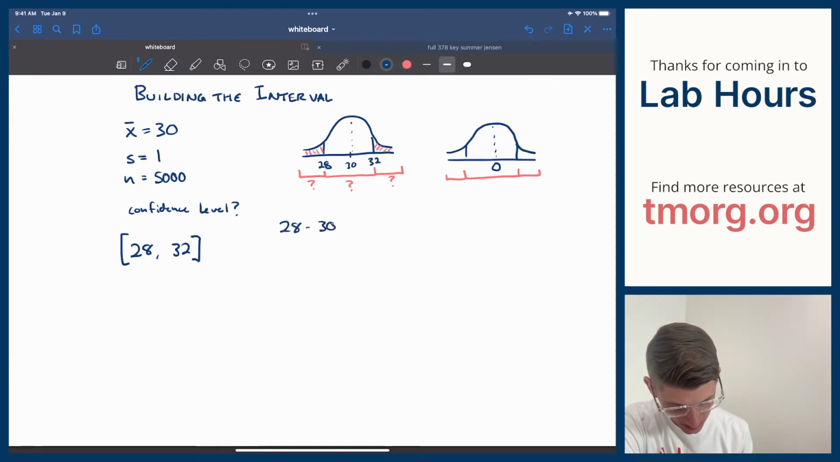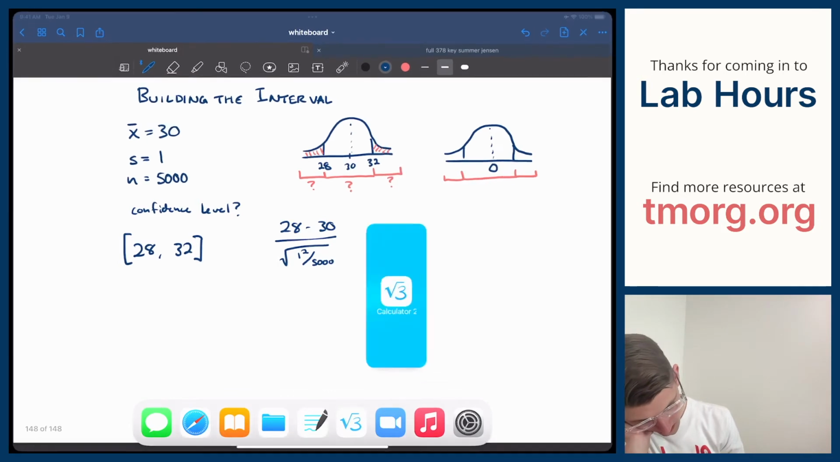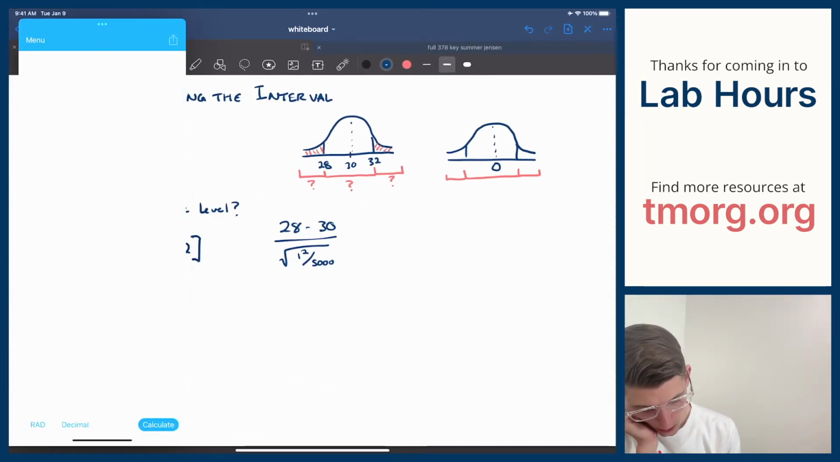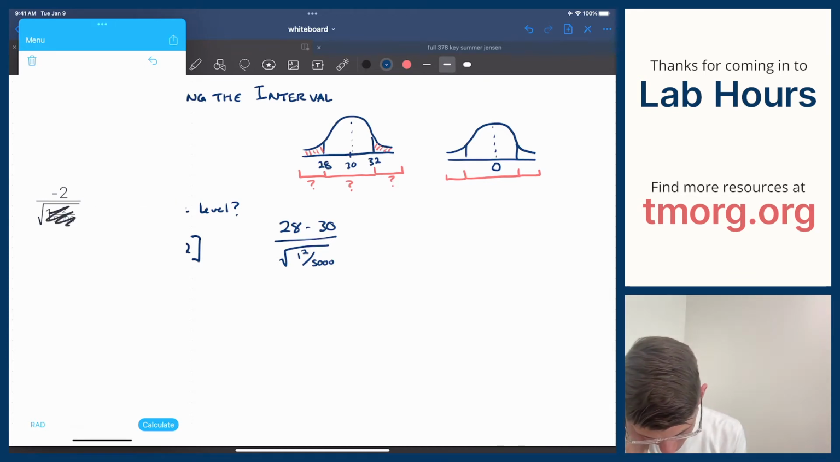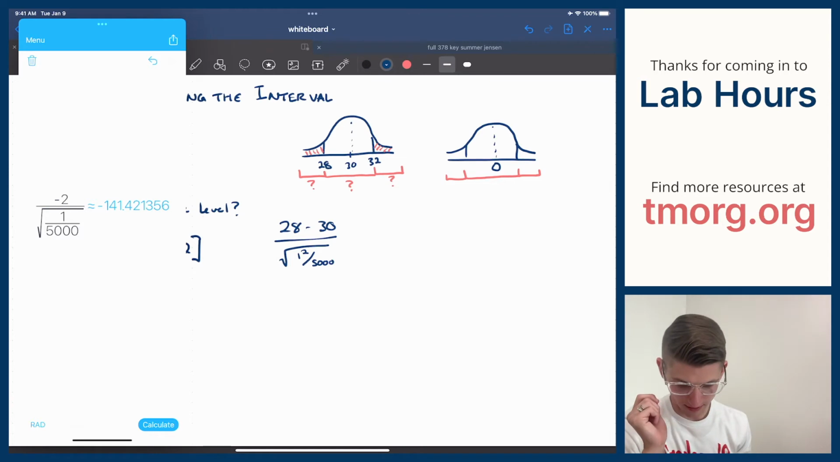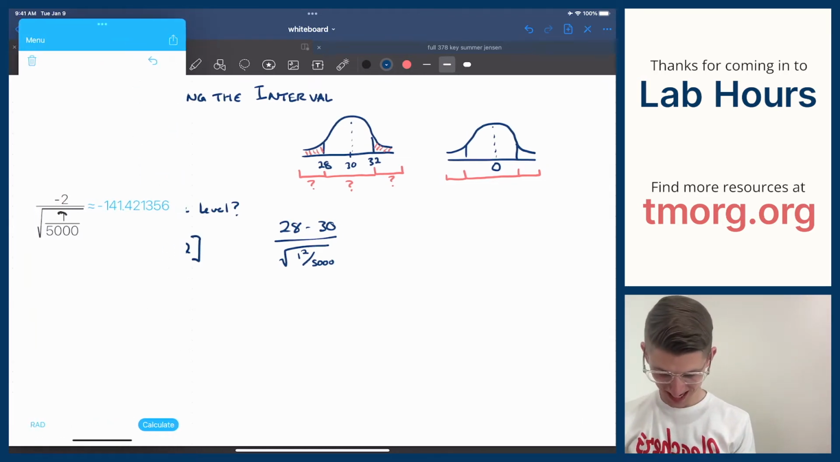28 minus 30 over the square root of 1 squared over 5,000. Okay? I'm going to pull out my calculator. There's no reason to do this by hand. 28 minus 30 is negative 2 over the square root of 1 squared over 5,000. Let's calculate that. And that's not right. It should be 1 over 5,000. Calculate. Wow, that is different. Holy moly. Maybe we should make this 2.